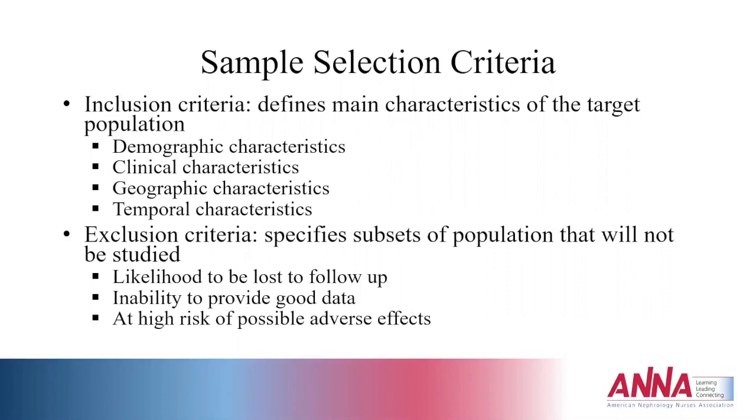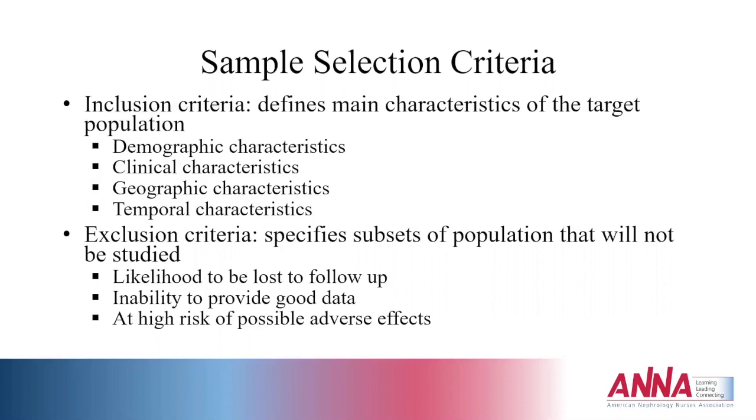To select a sample, the researcher must define who can participate and those who cannot. The criteria of who can participate is known as inclusion criteria, and this defines the main characteristics of the target population, and it might include demographic characteristics such as age, gender, race, or ethnicity. For example, the researcher who is interested in adolescents who are receiving peritoneal dialysis may specify the age range as 13 to 18 years of age, or they may specify the participant must be enrolled and attending high school.